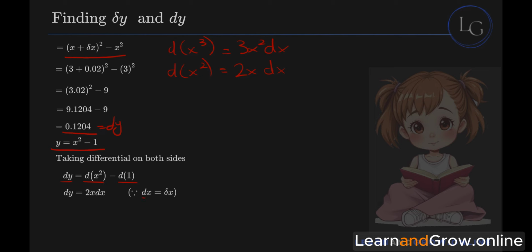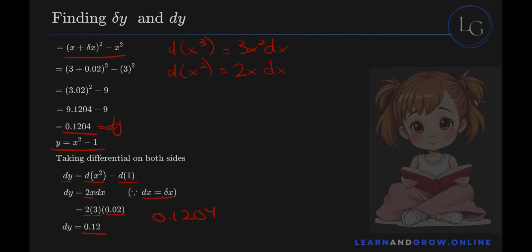And since dx is equal to delta x, that is one of the rules, you'll get this. Remember that the value of delta x was equal to 0.02, the value of x was equal to 3, and this is 2. And so you get the value of dy equal to 0.12. Now you can see that 0.1204 is approximately equal to 0.12. And hence you have proven the rule that dy is approximately equal to delta y.